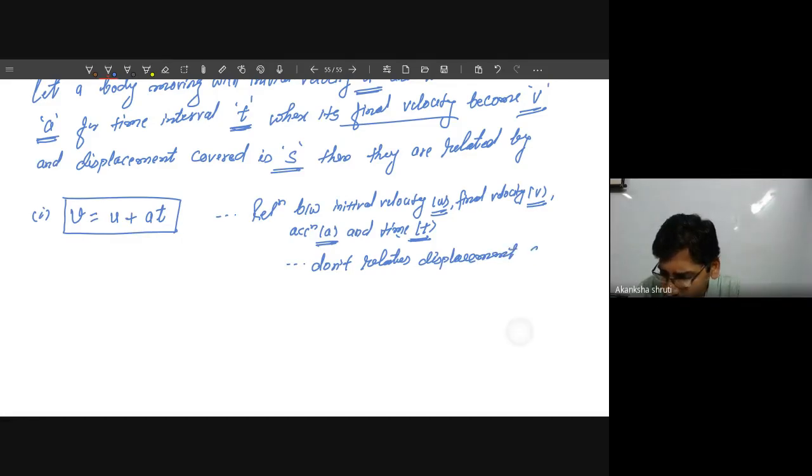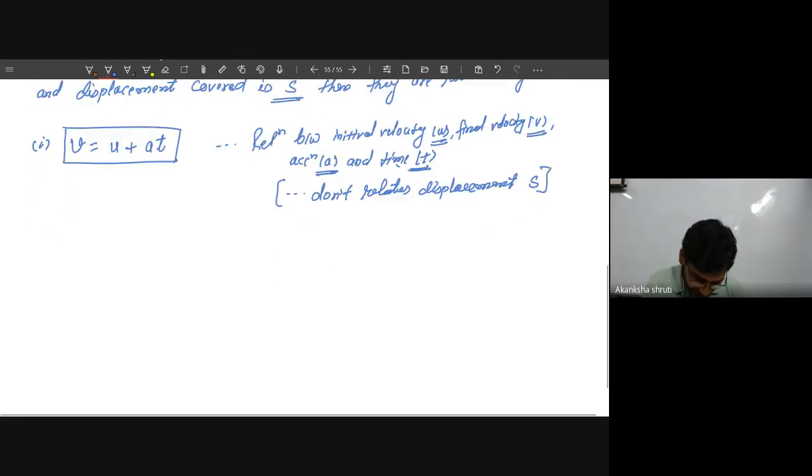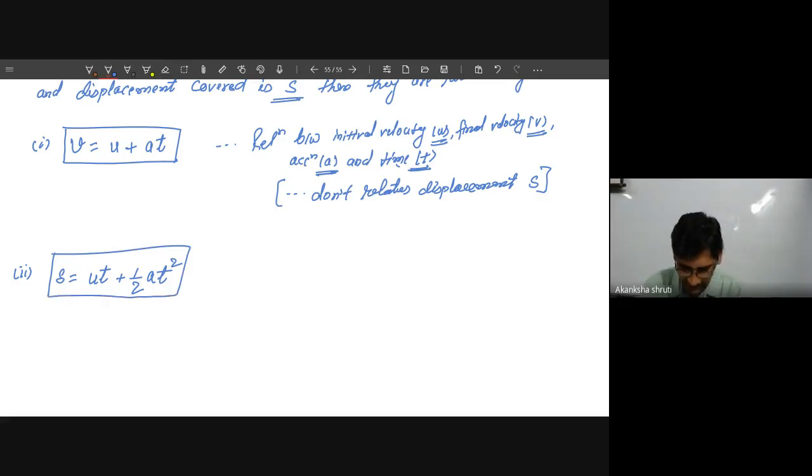This is very important, student. Your question will be framed from this topic, basically the numerical, so you have to understand. The second equation is s is given by u times t, plus half, acceleration multiplied by the time square. This is the second relation.